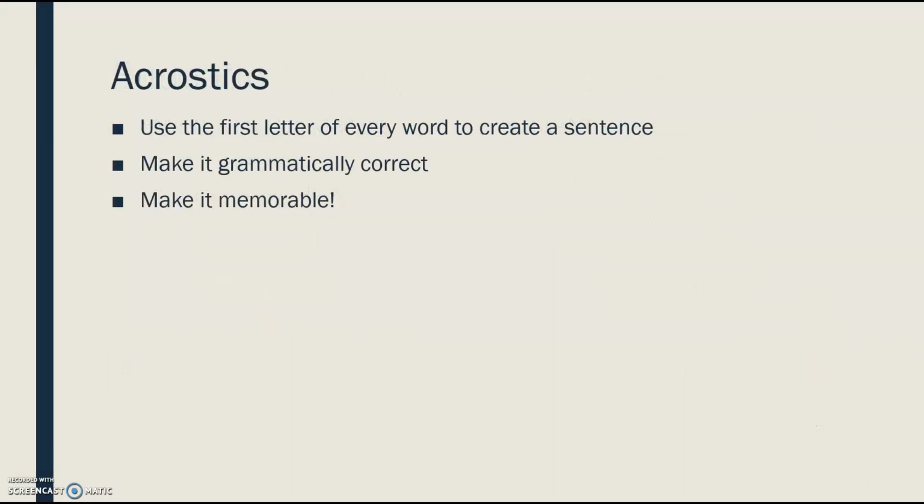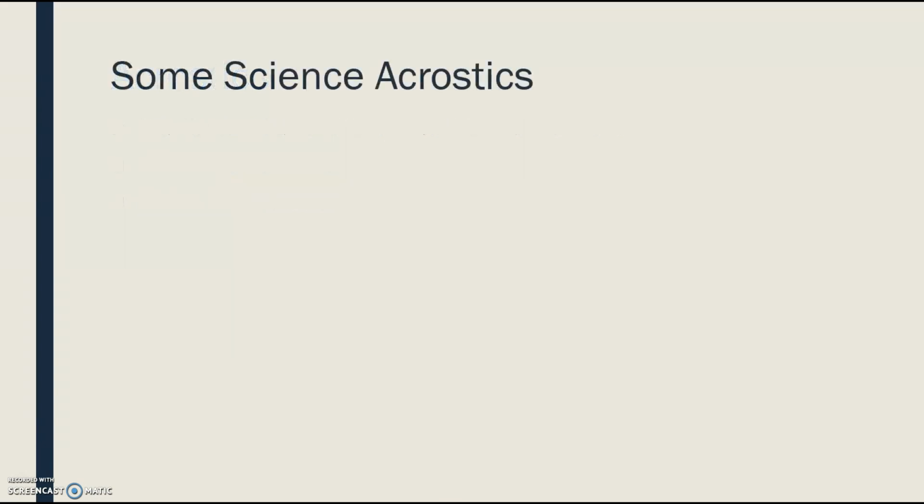So let's move on now to acrostics. Acrostics are similar to acronyms in that they take the first letter from each word, but instead of creating a new word with those letters, they use them to create a sentence. When you're making your sentence, make sure you make it grammatically correct so it makes sense when you say the sentence. It also makes it easier when you make your sentence memorable. So if you can think of something funny or silly or really descriptive, all of those things are going to make it easier to remember your sentence and thereby remember what the group of items is that you're trying to memorize.